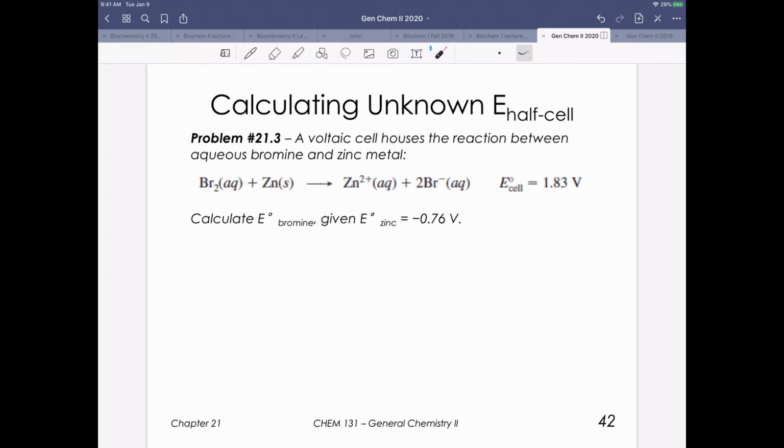Okay, so now we have to figure out that unknown. So see if you can work through this different permutation, if you will, of our E cell reactions, and see if you can figure out how to calculate E for bromine. Pause the video and try to work through it yourself, or let the video play if you want to just see a worked out solution. As a hint, the first thing I want you to do is try to split up this reaction into its corresponding two half reactions.